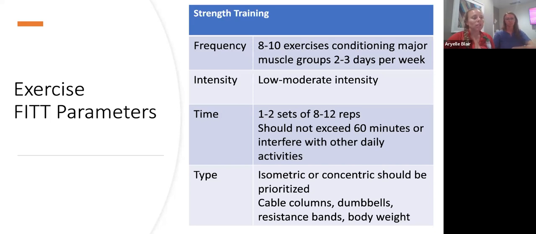There is the ability to progress this depending on how you tolerate it, but it's good to start with those lower sets and reps. And it should not exceed 60 minutes for a strength training session, and you should be able to still do your daily routine. And then we would recommend prioritizing isometric and concentric strengthening. You can use a variety of equipment to achieve these recommendations.